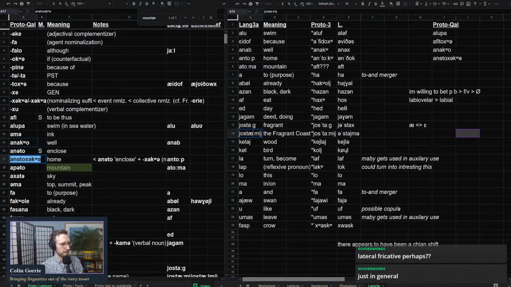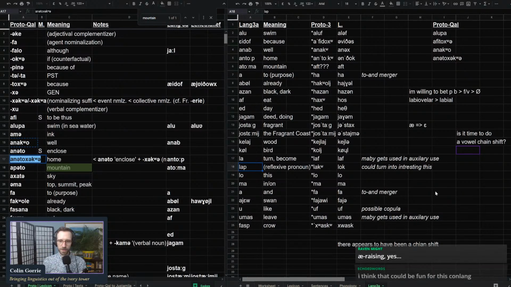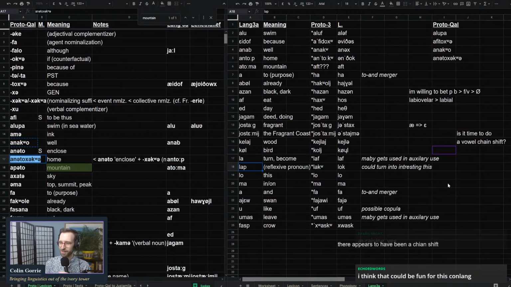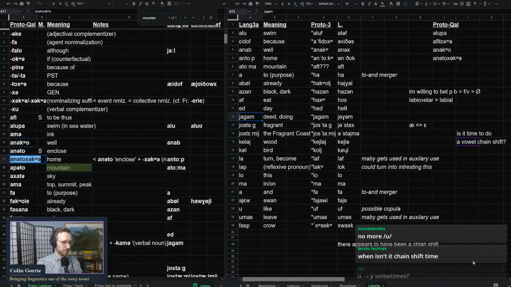Adolf. Jostemi. Ayew. Is it time to do a vowel change shift? It's always time to do a vowel change shift. Who's going to start? Which vowel is going to start us off? The raising of a to e? And maybe that pushes away A. Do we have much A? We have A here.